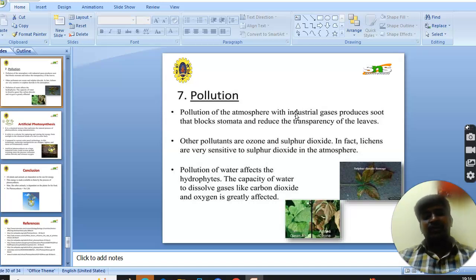Next, pollution. The pollution of the atmosphere with industrial gases produces soot that blocks stomata and reduces transmission of light to the leaves. Pollution of water affects hydrophytes. The capacity of water to dissolve gases like carbon dioxide and oxygen is greatly affected.